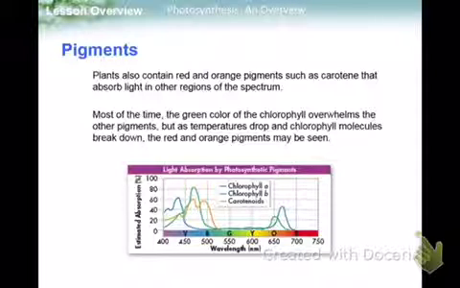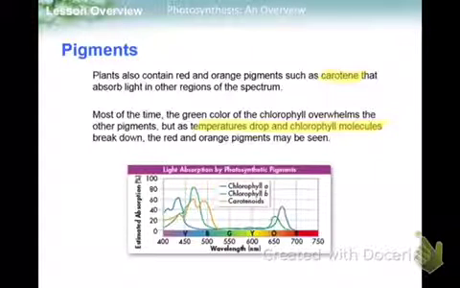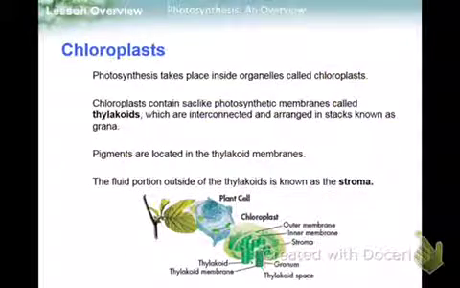There are other pigments besides chlorophyll that absorb light in other regions of the spectrum. One of these examples is carotene. Most of the time, the green color overwhelms and covers up the other pigments, but as temperatures drop in the fall, chlorophyll molecules break down, and then we can see those red and orange pigments, which is why leaves turn colors in the fall.